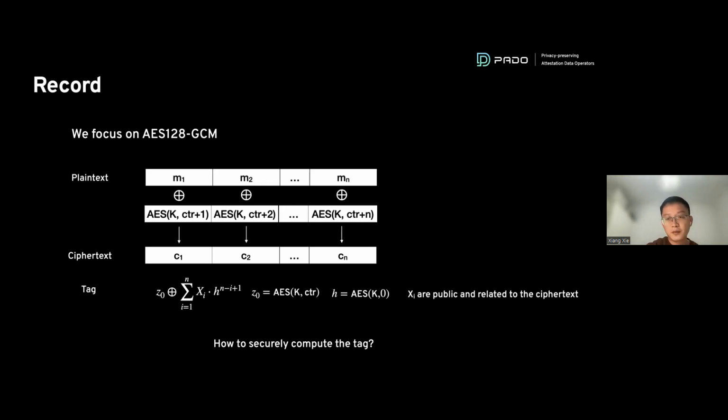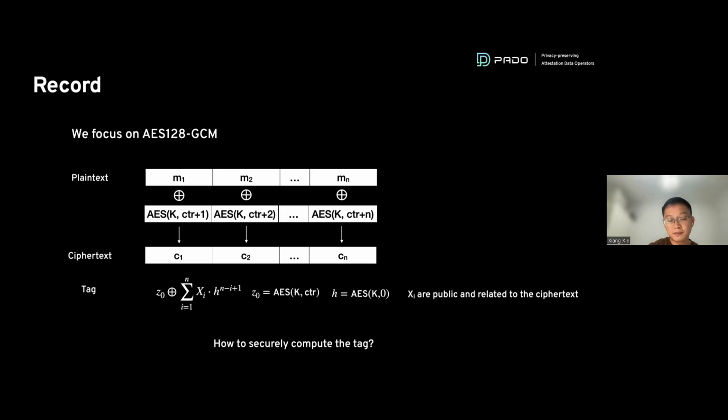I think we do not need to go into the details of the tag function. What we want to say is that the important thing is how we compute the H part, or the power of H, because it's very natural to use the garbled circuit to compute AES. For example, AES only has like 6,000 AND gates, and it's a very general way to compute the AES function.